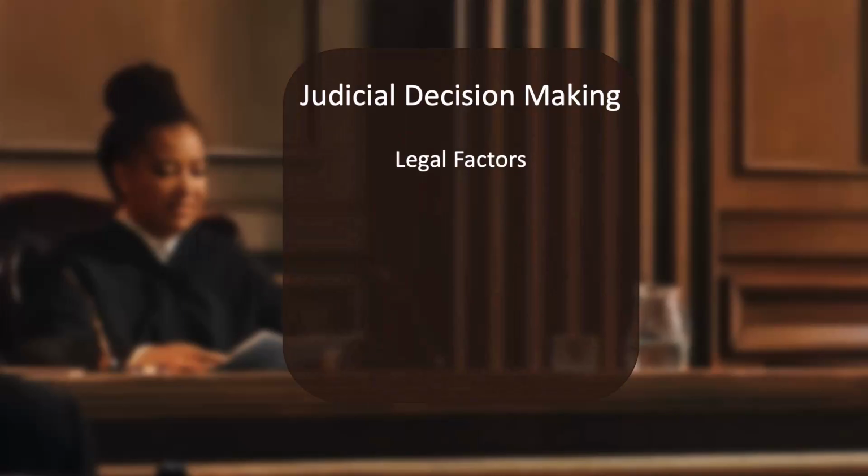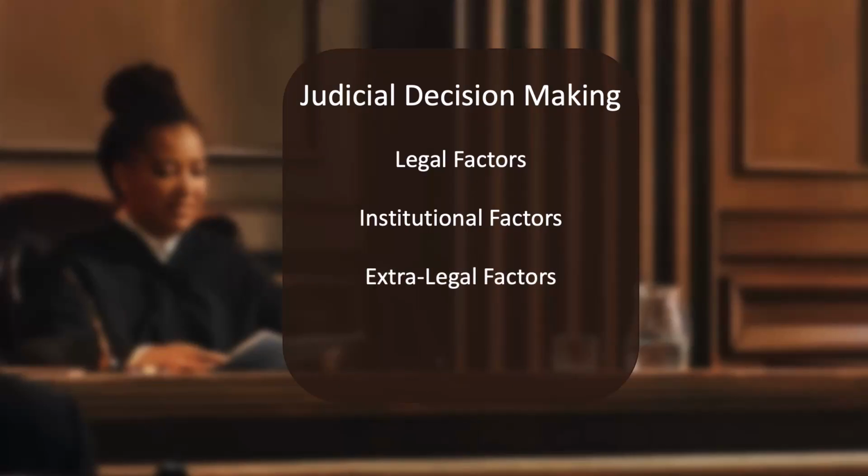But how accurate is that image? Certainly, legal factors like precedent and statutory interpretation play an important role. But other factors like judicial processes and internal court dynamics, broadly grouped under the label of institutional factors, also play a role. So too do extra-legal factors like public opinion or lobbying. And the judge's individual political orientation and judicial philosophies can also influence decision-making. So let's take a look at how these various factors play out in a bit more detail.